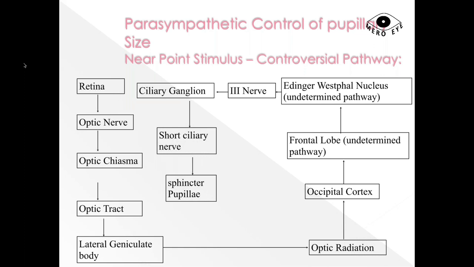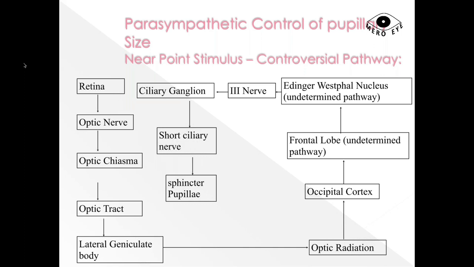The pathway of the near reflex is actually not very well understood, but it has been proposed that it probably goes via the same route as the visual pathway, and from there some of the fibers for the near reflex travel to the frontal lobe. From the frontal lobe, like in the direct and consensual reflex, it travels via the Edinger-Westphal nucleus and the third nerve, and then via the ciliary ganglion it supplies the sphincter pupillae through the short ciliary nerve.